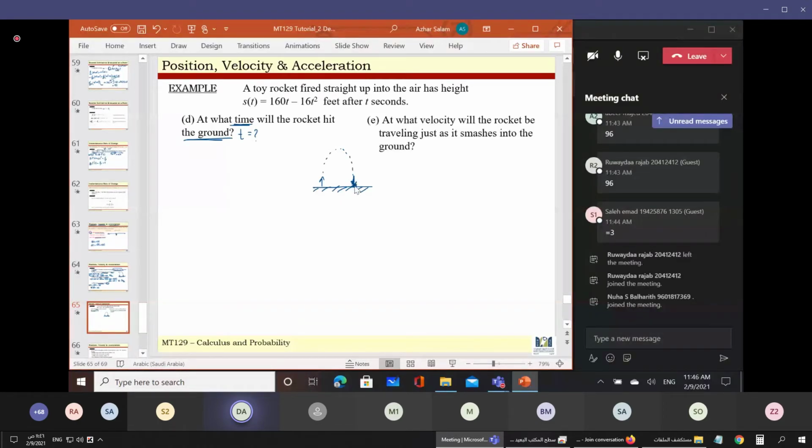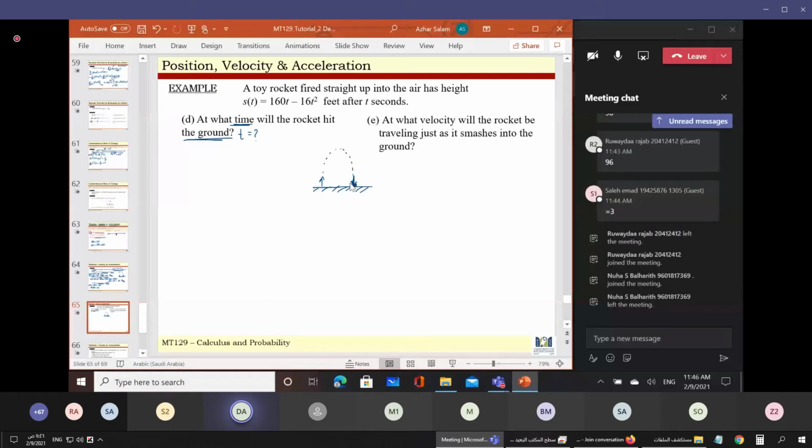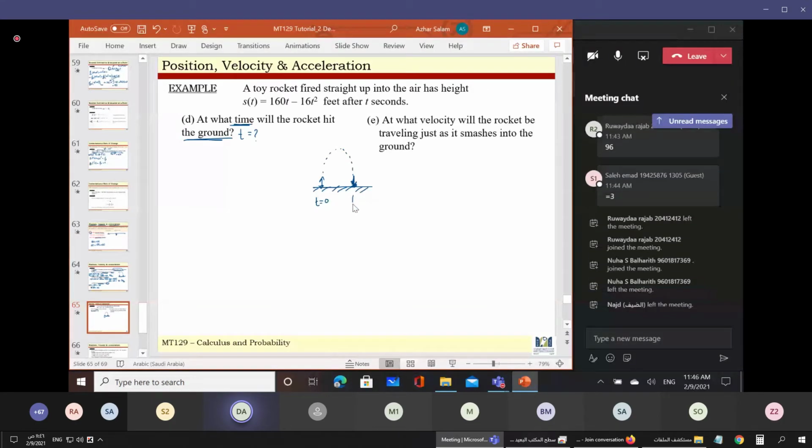Okay, how to find it? Actually, this is the first position and the time was t equals 0, and here I want to find the time t. What's the time t for this value here? I have here the position function, which is s of t, and I have to find the time.